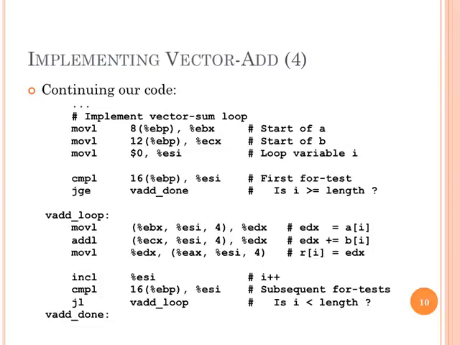EBX is the start of A, ESI is our index, I, and our elements are 4 bytes. So we have (%ebx,%esi,4). Move that into EDX. We add (%ecx,%esi,4) into EDX. So we just pull B sub I out and add it into EDX. And then we store that value into the appropriate location of our result, (%eax,%esi,4). You guys see how easy it is to do array indexing in IA32?